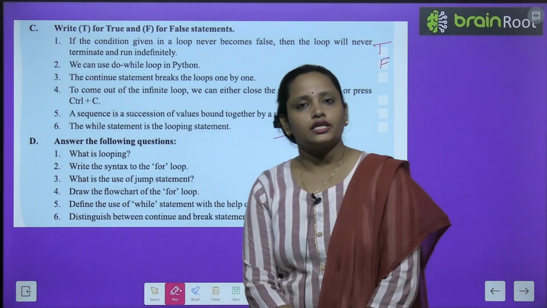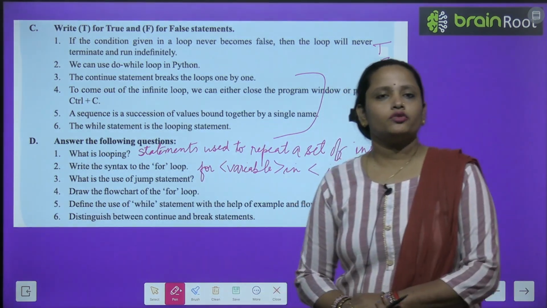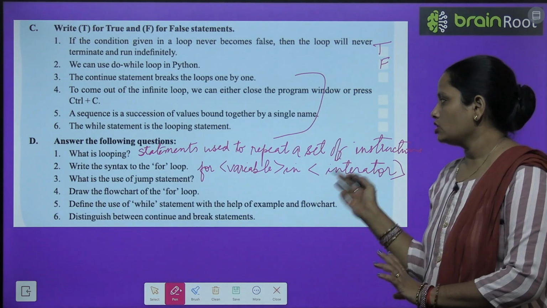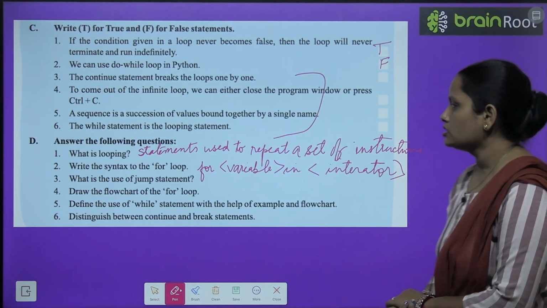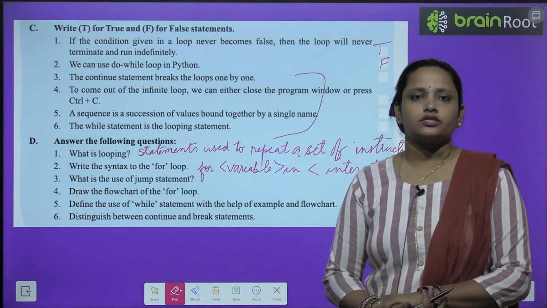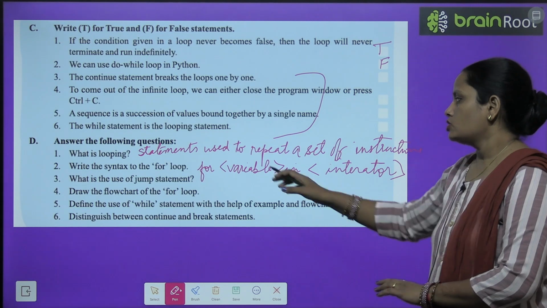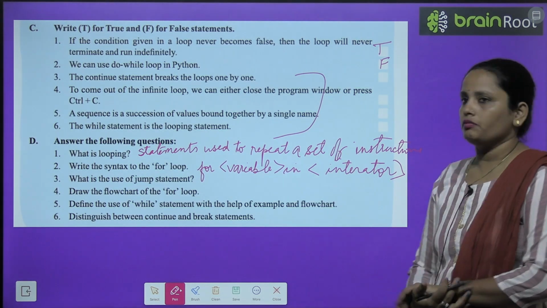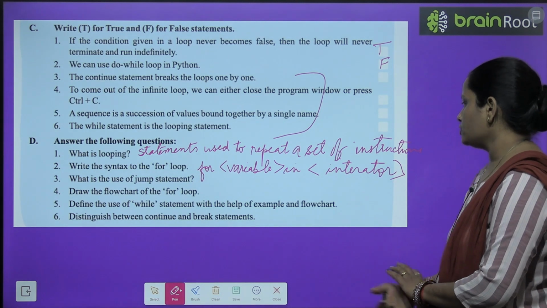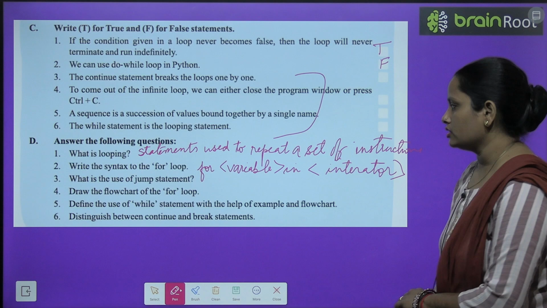Now, let us move on to the D exercise, which is answer the following questions. Here the first one is: what is looping? The statements used to repeat a set of instructions in Python are called looping. Now, the next one is: write the syntax for the for loop. The syntax is for, then bracket, then variable, then in, then iterator, then bracket close. So, this is the syntax that you have to write here.